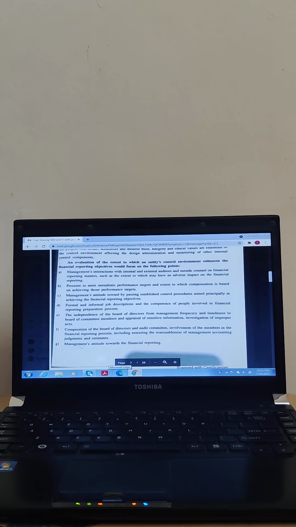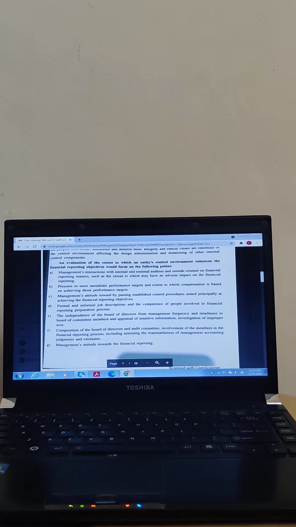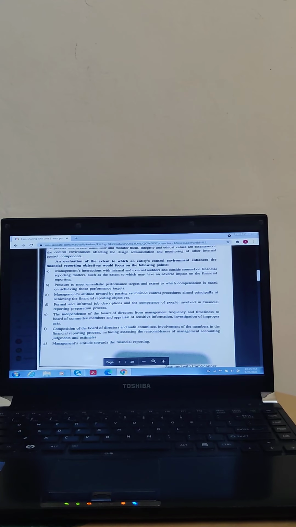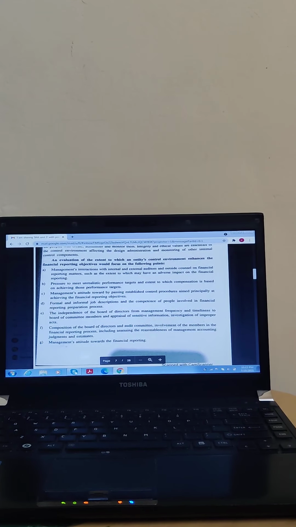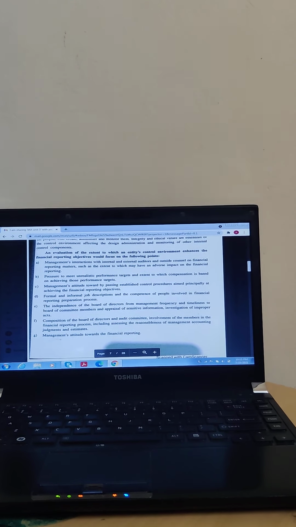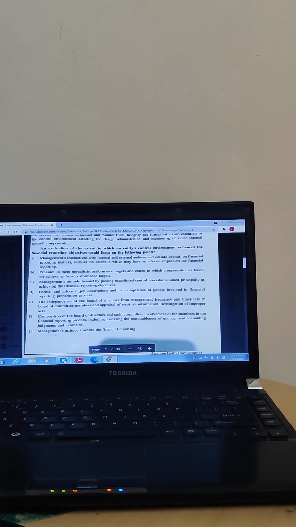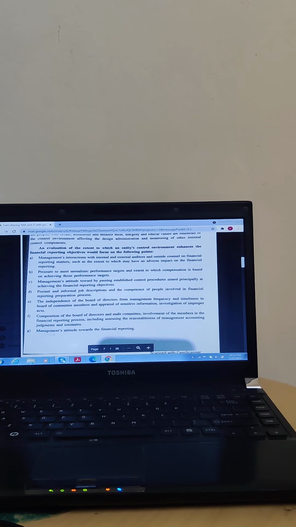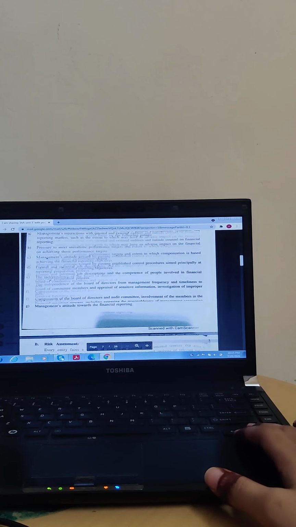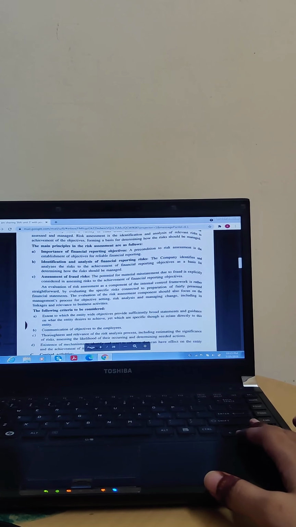Then what is the informal and formal job description? Then what is the independence of board members, the composition of board members: how many board of directors are there, how many employees are there, how many auditors are there, how you are going to carry out your investigation, how many members are there in the investigation team, etc. will be taken into consideration. Then you have your management attitude towards your financial reporting. Also, this will be taken into consideration.